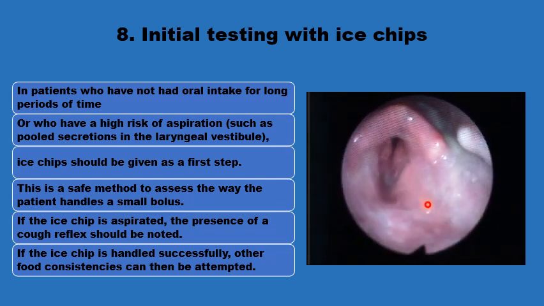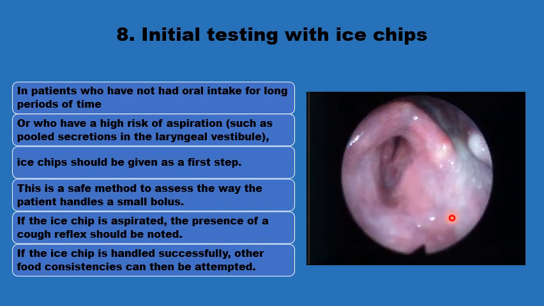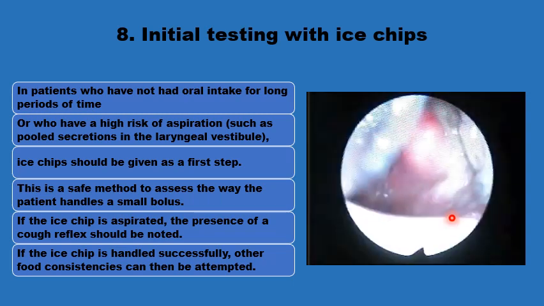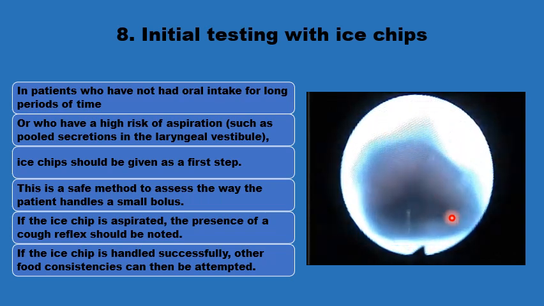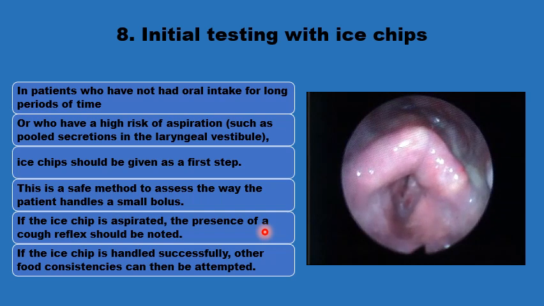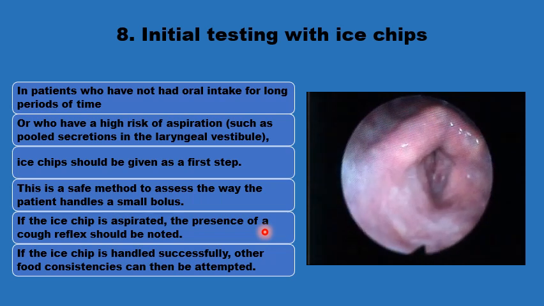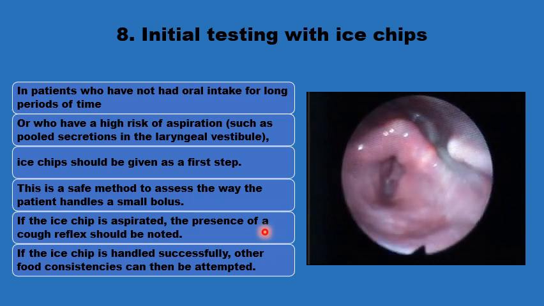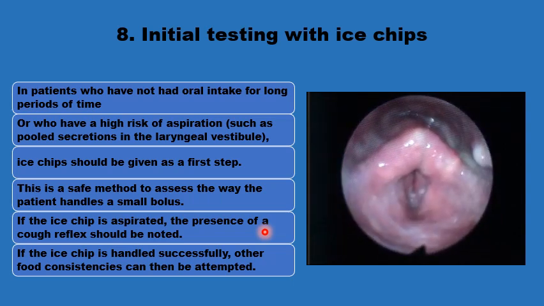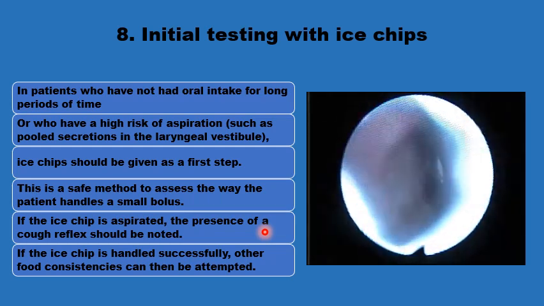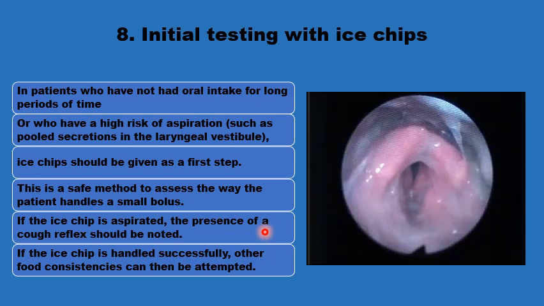If the patient can handle the swallowing of ice chips well, then he can be tested with colored food and drink. If he cannot handle this and aspirates the ice chips, then whether there are any cough attempts to clear the trachea and the larynx from the aspirated ice should be noted. This would help in differentiating between aspiration with or without a cough reflex, that is stage 7 or 8 from the PASS scale.